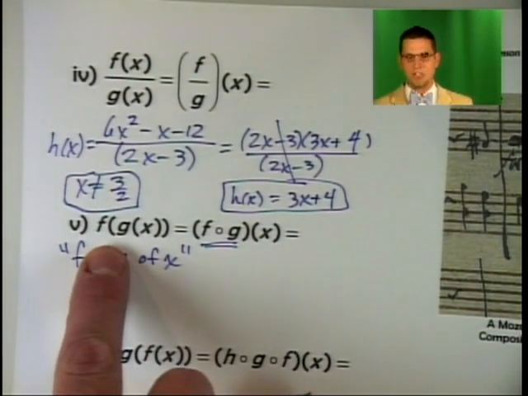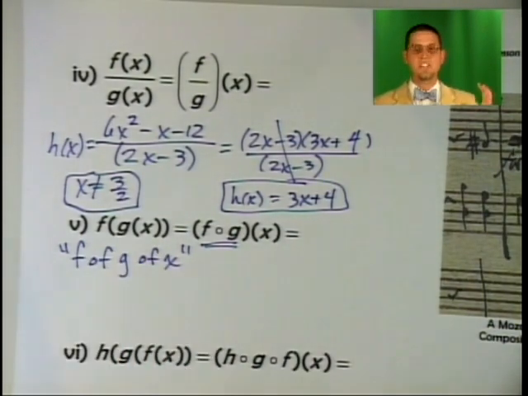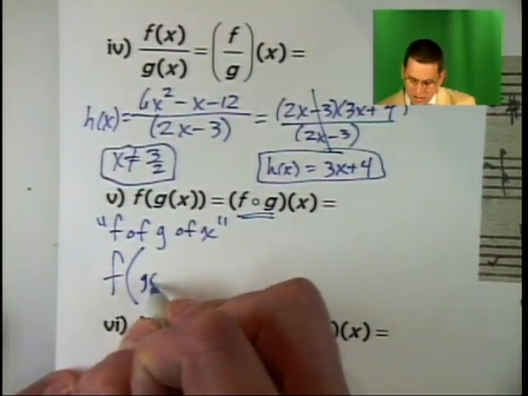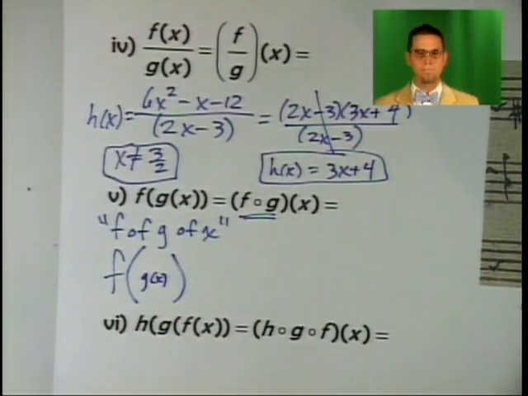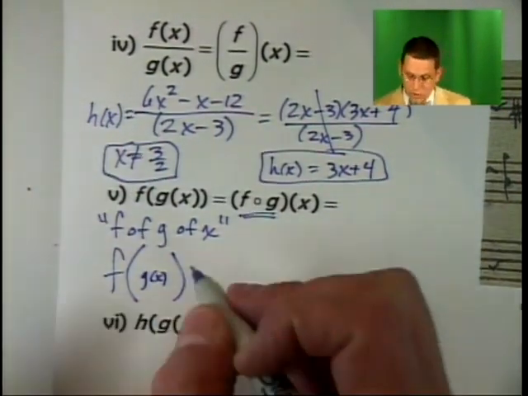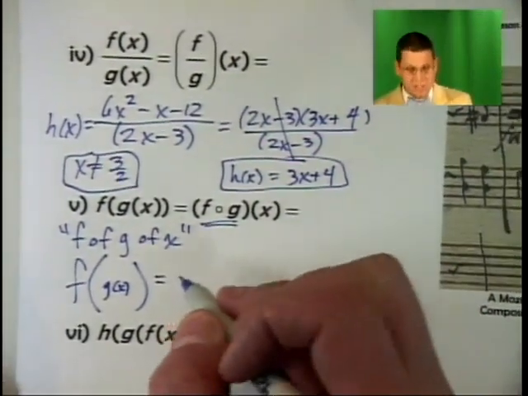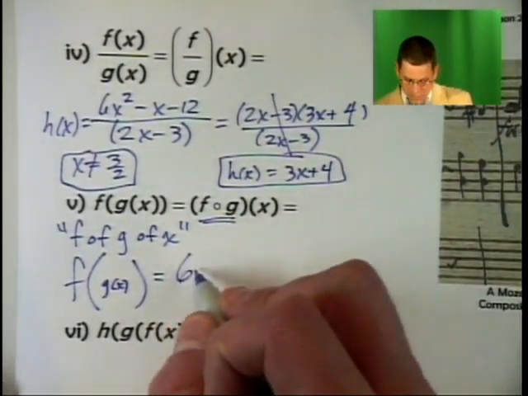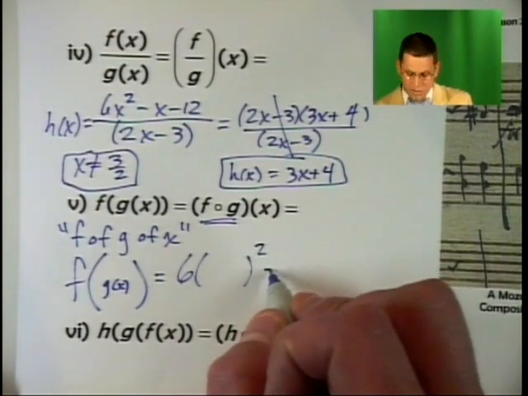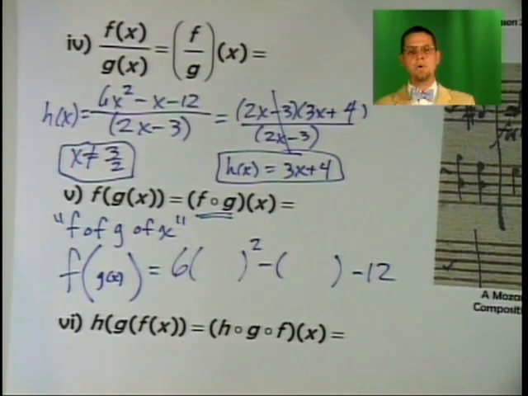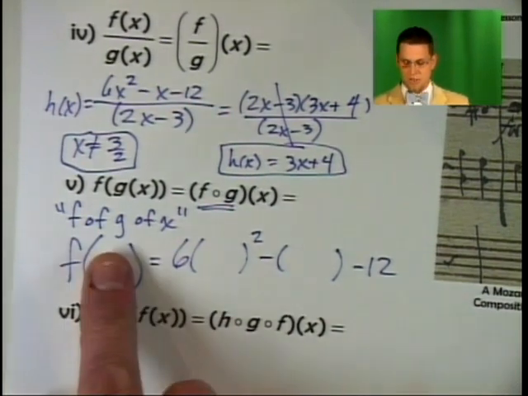This is not multiplication, even though there's parentheses. Okay, it's composition. G of x is sitting inside f of x. If you want to show it like this, that's f of, and then put the g of x right there really small. Okay, that's what it is. Now what does our f function say? F function says to take your input, whatever it is, and multiply it by 6 after you square it, minus your input, minus 12.